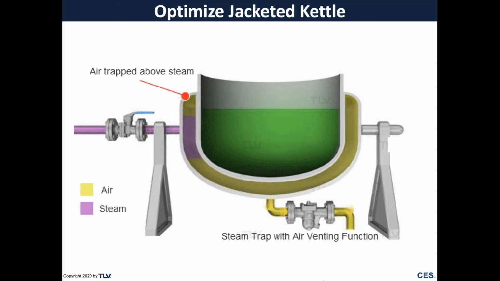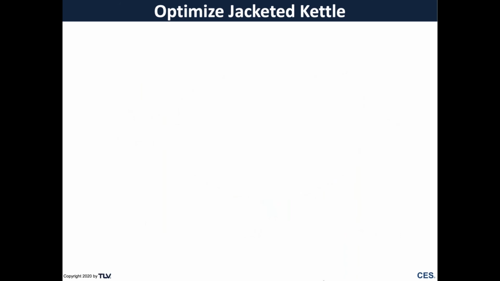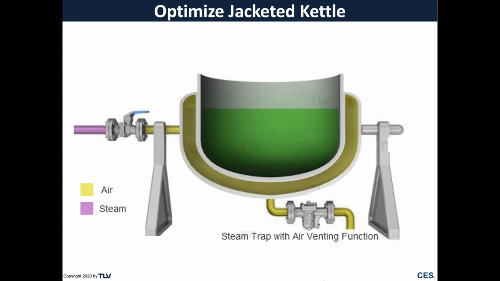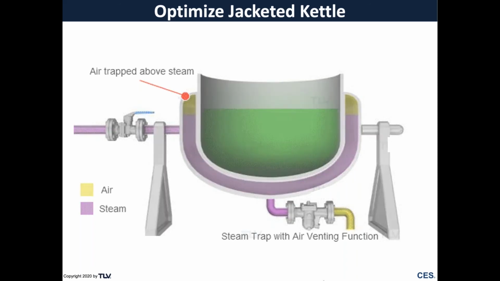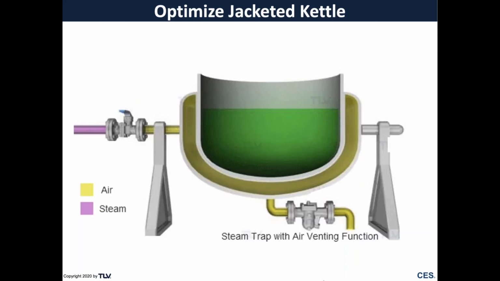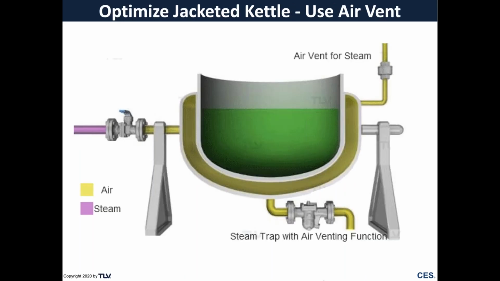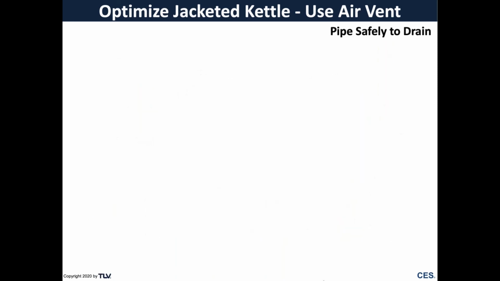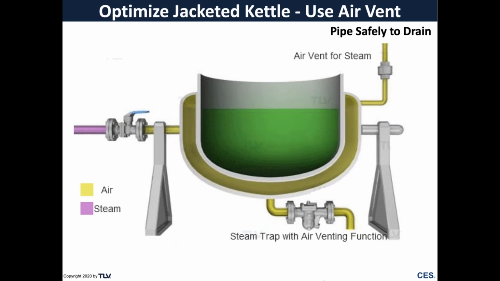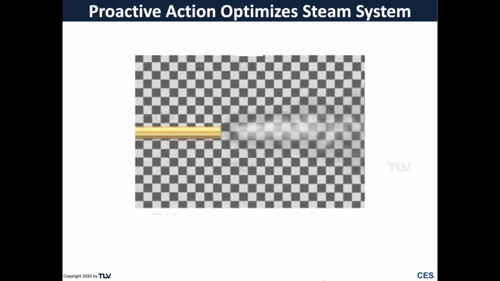Let's take a look at optimizing a jacketed kettle. So here we have a steam trap at the bottom with an air venting function. And the steam is coming in almost at the midpoint of the kettle. It's not coming in at the top of the kettle. Even if it were coming into the top of the kettle, it might be pushing air to the far reaches of the kettle at the top. When that air is at the top, you cannot optimize that heat. So the simple solution is to put an air vent on the other side, and then the air vent will remove the air from the system. And we want to pipe that vent safely to drain so it doesn't have vapor that spills on people.